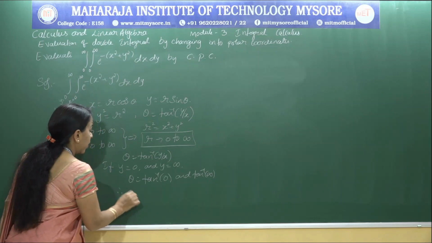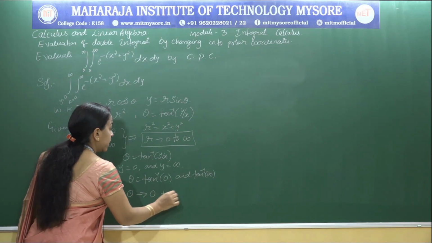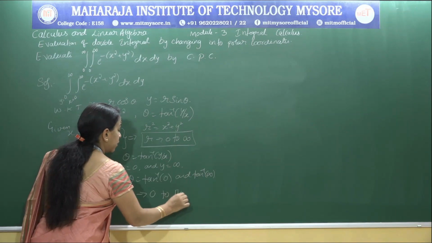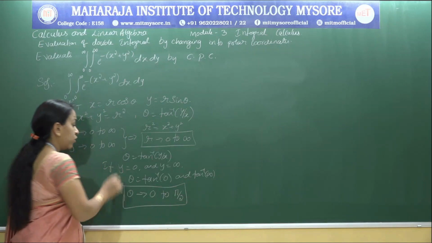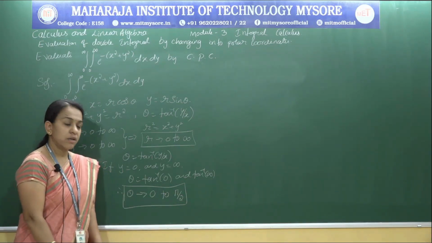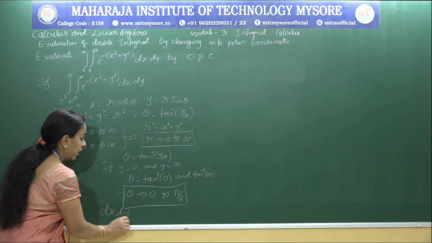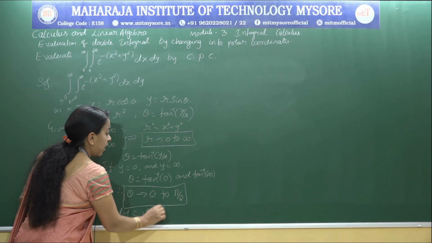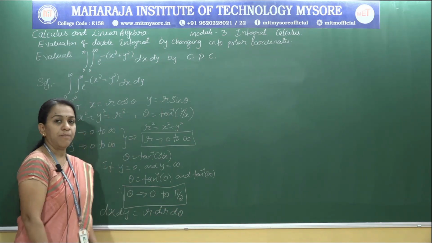Therefore, theta varies from tan inverse 0, which is 0, to tan inverse infinity, which is pi by 2. So theta varies from 0 to pi by 2. So r and theta are the new limits, and also we know that dx dy can be replaced by r dr d theta, which is a standard result.